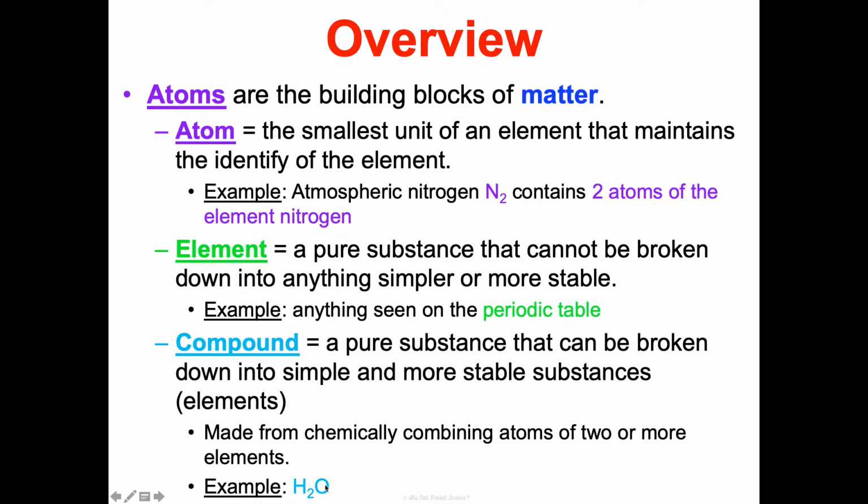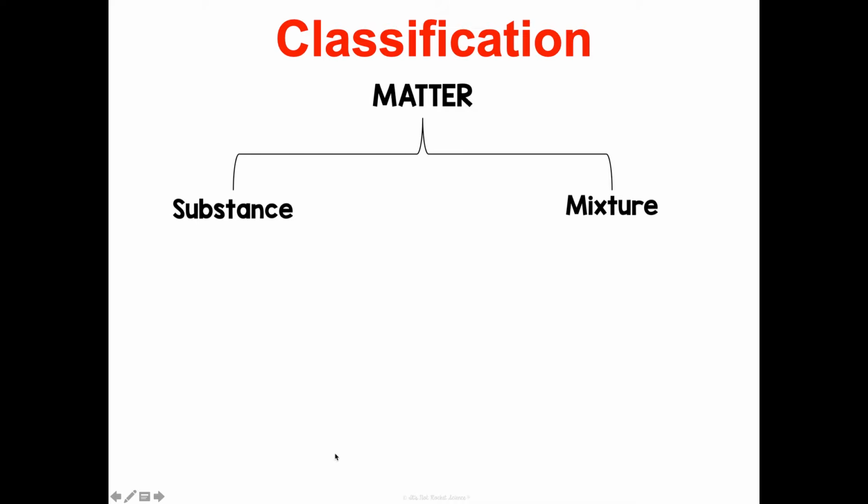You can find hydrogen, you can find oxygen on your periodic table. So those are elements. They're chemically combined in a fixed proportion of 2 to 1, 2 hydrogens for every 1 oxygen. That's what gives us water. Okay, so we need to be able to classify matter to understand what it is.